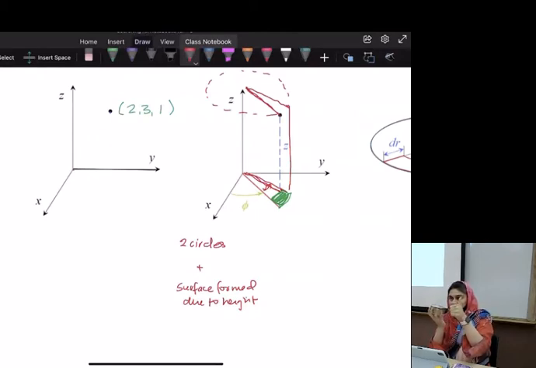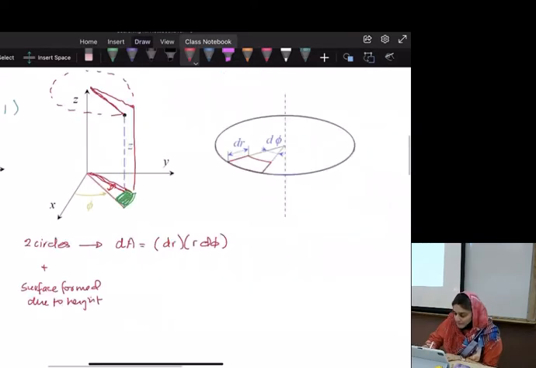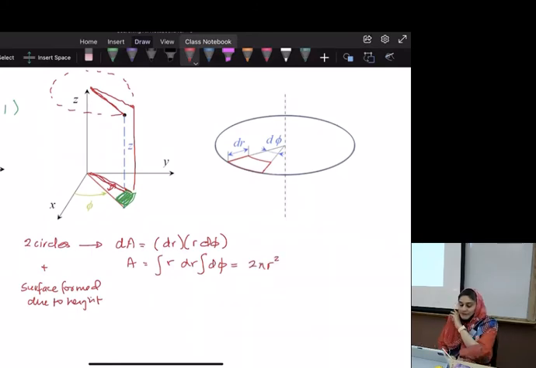Are we clear? Okay, so my two circles will give me, I'm going to call it dA, the same way we did for regular circles. It will just be dA equals R dr d phi for the area, and I will just integrate. And what do I get? 2 pi r squared.